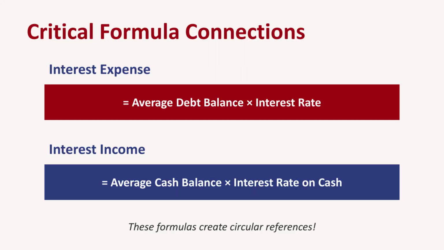Interest expense is calculated as the average debt balance multiplied by the interest rate. Conversely, interest income comes from your average cash balance. Because these figures depend on balances that are themselves affected by income, they create circular references that we will learn to solve later in this module.